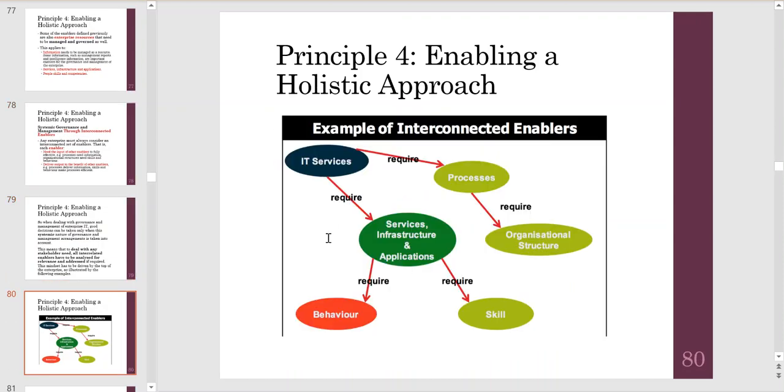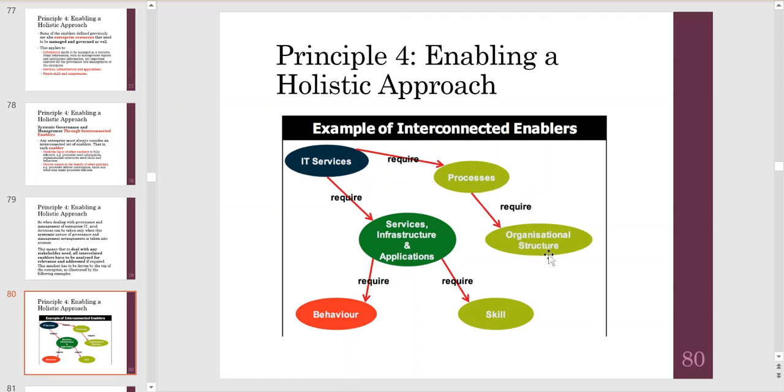The enablers could work, as said in the beginning, individually or collectively. Here we are explaining the example of collectively, so they work together. So we call it interconnected enablers. So IT services, for example, needs, okay, what services? For sure, it should consist of processes, steps to be followed. That requires processes.